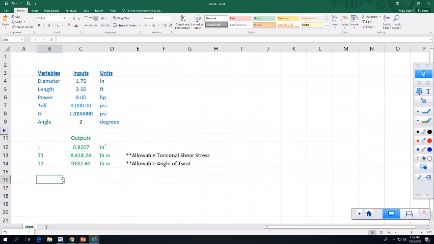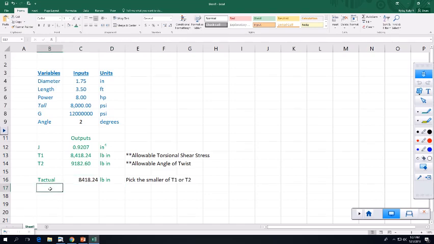So now this is where I'm going to say torque actual. And you need to put that number in. You need to pick. So this is going to be 8418.24, okay? And this is going to be pound inches, and you have to pick the smaller of T1 or T2, okay? So this is going to be an input. This is not a calculated value.